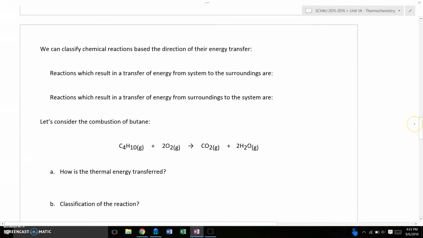Okay, so when we talk about that, we need to classify these chemical reactions. The first is reactions that result in a transfer of energy from the system to the surroundings. We consider those exothermic reactions, that release of heat or light. And reactions that result in a transfer of energy from the surroundings to the system, so the opposite way. Again, your ice pack example, we consider those endothermic. So again, you're warming up the system using the surroundings.